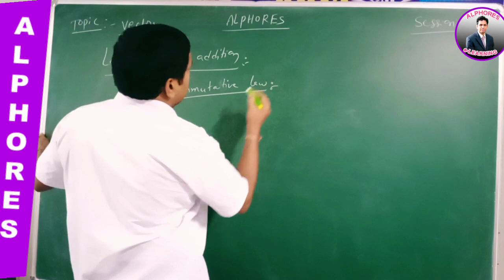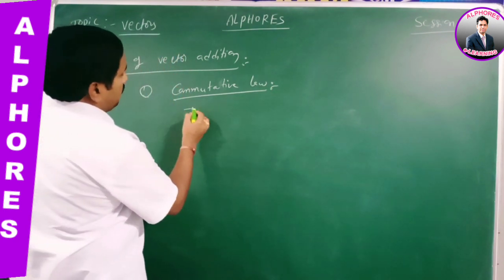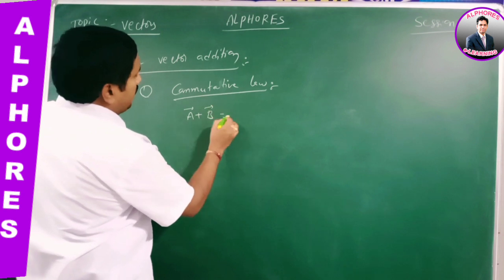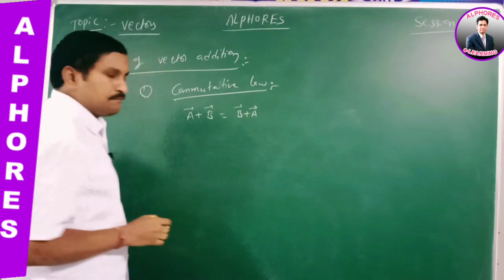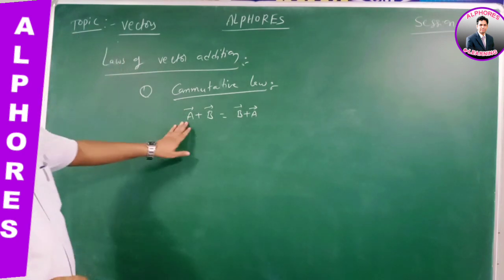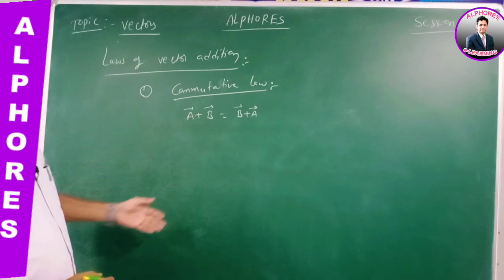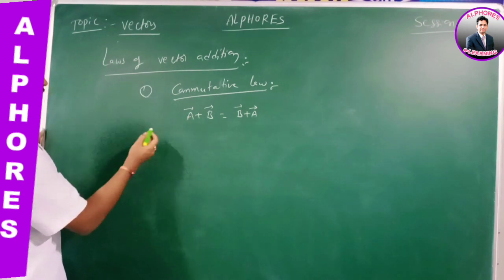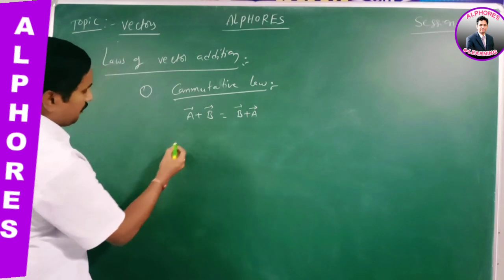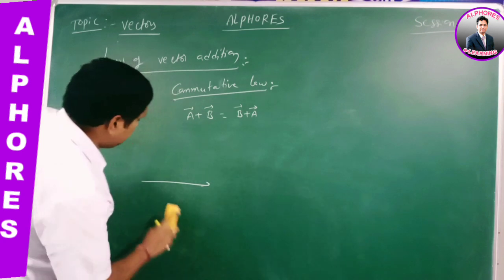What is meant by commutative law in addition? If I am taking two vectors, the sum of two vectors a bar plus b bar is equal to b bar plus a bar. Is it correct? Now how to prove this one? There is a method. Actually, by taking two vectors we have to prove this, first of all as per the geometrical approach method.